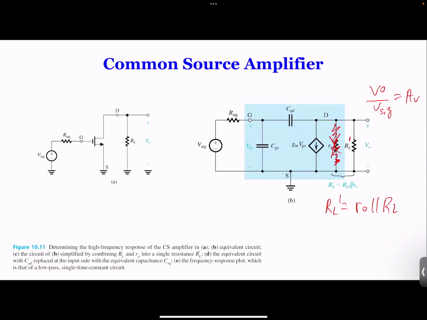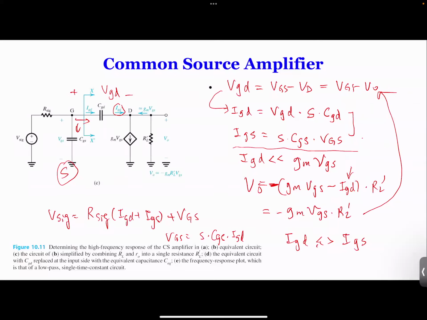This RL' is a combination of RL and the internal resistance ro, the Early resistance, and we solve for this circuit. In order to solve for this circuit, we made some approximation because the Cgd is quite small, so the current through Cgd is very small. So we normally can neglect that current in order to get insight into what the circuit really tells you. It's kind of looking inside at what happens. You can do this simplification just to give you a better idea how this system works. So that's how we neglect the current, but we still look at the current response, and then we derive the output through this process.